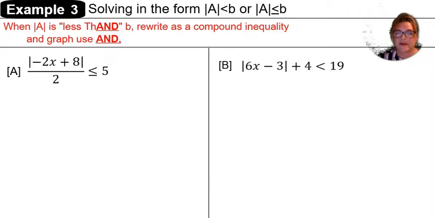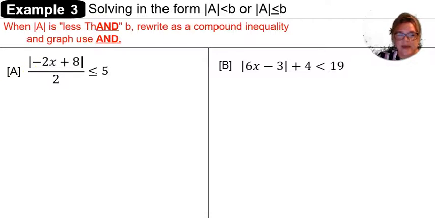In example 3, in the notes for absolute value inequalities, we're solving in the form absolute value of A is less than B or less than or equal to B. And when the absolute value expression is less than B, we're going to use the "and" as our compound inequality.